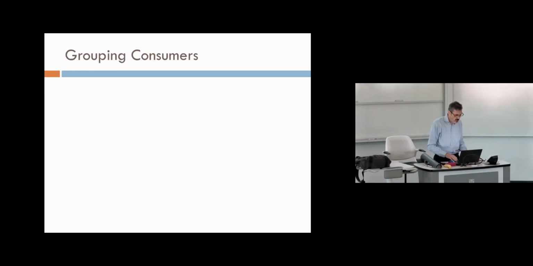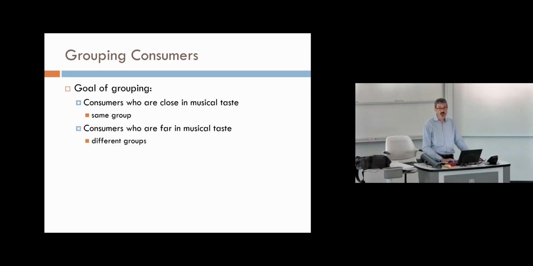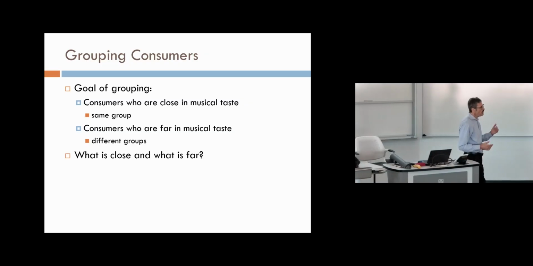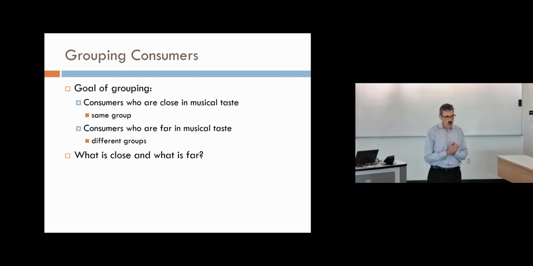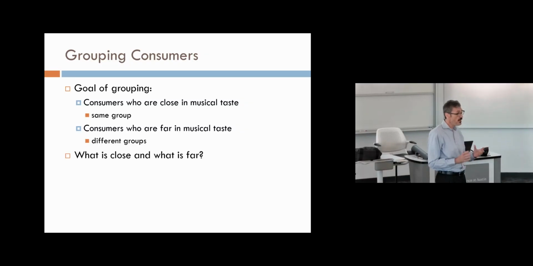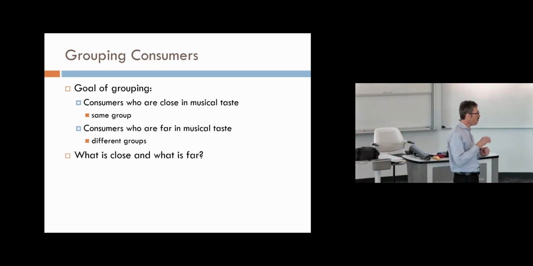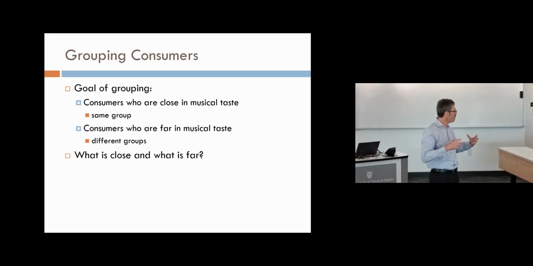So I'm going to skip right through here. Okay, my goals are this. I want consumers who are close in musical tastes to be in the same group. Consumers who are different in musical tastes, I want them to be in different groups. It's fairly obvious. So we have to think about what is close and what is far. Let me describe what I'm going to do. I'm going to use a tool called agglomerative hierarchical cluster analysis. Agglomerative means putting together. Hierarchical means that there's an order from top to bottom. And cluster analysis means I'm just going to be doing it.